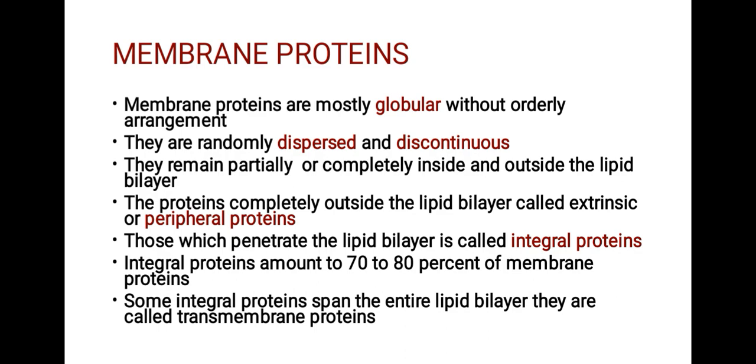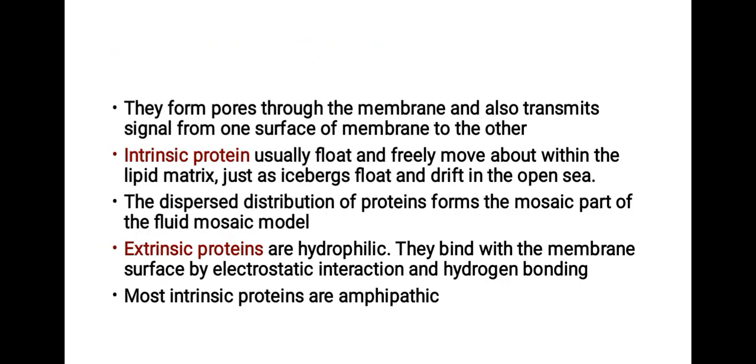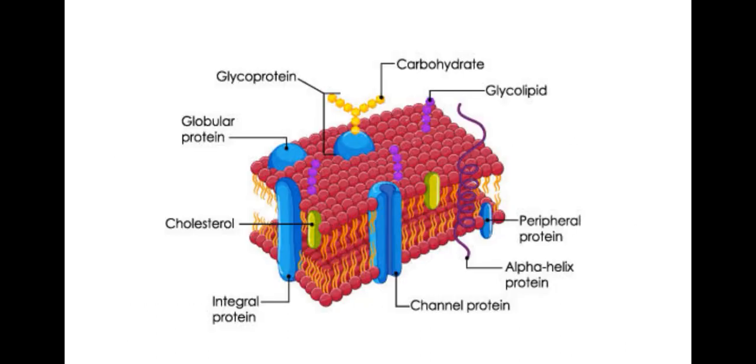Some integral proteins span the entire lipid bilayer. They are called transmembrane proteins. They form pores through the membrane and also transmit signals from one surface of the membrane to the other. Intrinsic proteins usually float and freely move about within the lipid matrix, just as icebergs float and drift in the open sea. The dispersed distribution of proteins forms the mosaic part of the fluid mosaic model. Extrinsic proteins are hydrophilic. They bind with the membrane surface by electrostatic interaction and hydrogen bonding. Most intrinsic proteins are amphipathic.